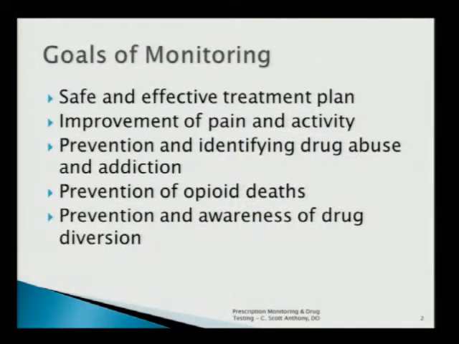So the goals of monitoring: we talked about how we want to incorporate this chronic opioid therapy program. Well, we want a safe and effective treatment plan, and we want improvement in activity. And again, when we monitor patients, we want to discuss with them what we're looking for. In a pain management setting, especially in our office, I rarely have somebody bristle up when asked for a urine drug screen.